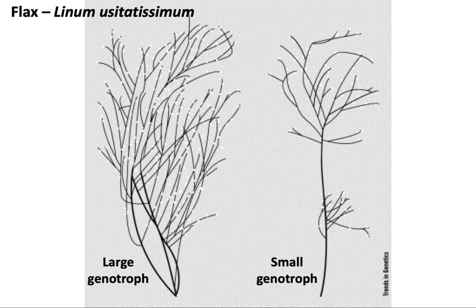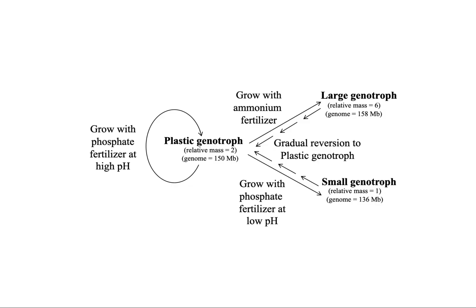Here's a large genotroph and a small genotroph, and the relative masses of each one of those is about a 6-to-1 ratio. As I discussed in a previous lecture, with the plastic genotroph, if you grow it in a high ammonium fertilizer, then it will change along the length of that plant. And so the seeds that you get off that will all produce large genotroph plants with more DNA in them.